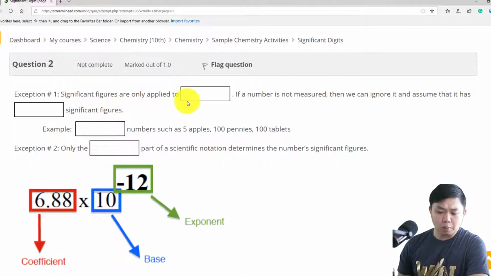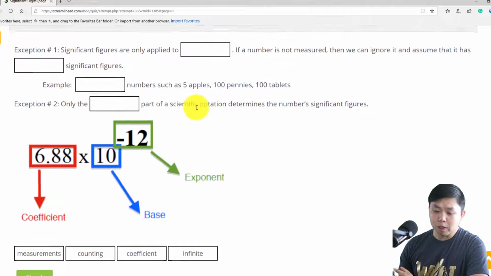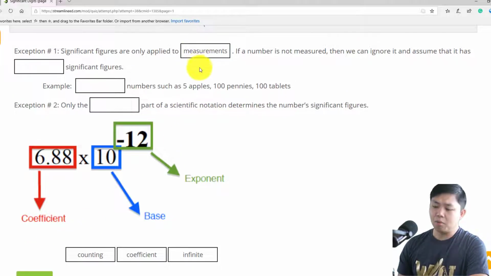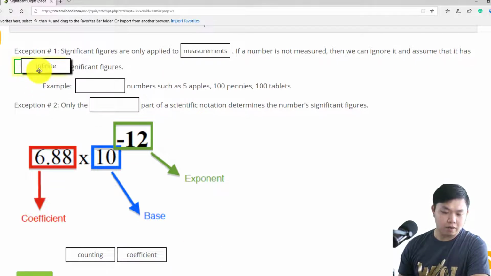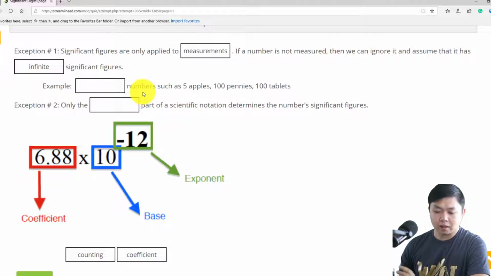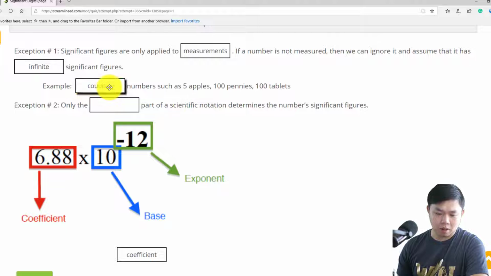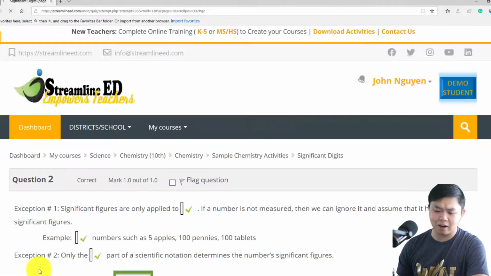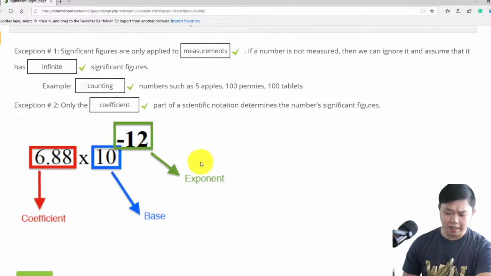Significant figures are only applied to what? Well, they are only applied to measurements. Not counting. If a number is not measured, then we can ignore it and assume it has what? Infinite significant figures. Now, for numbers such as 5 apples, right away we know it's a counting number. And if we look at the scientific notation number, the only thing we care about is the coefficient part. And check our answer. There you go. Yes, that's right. Isn't that easy?